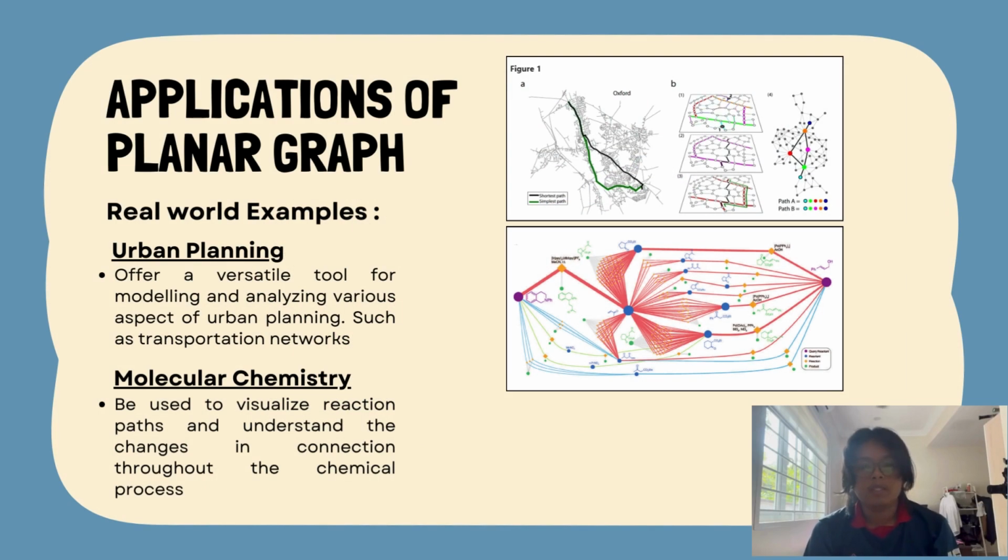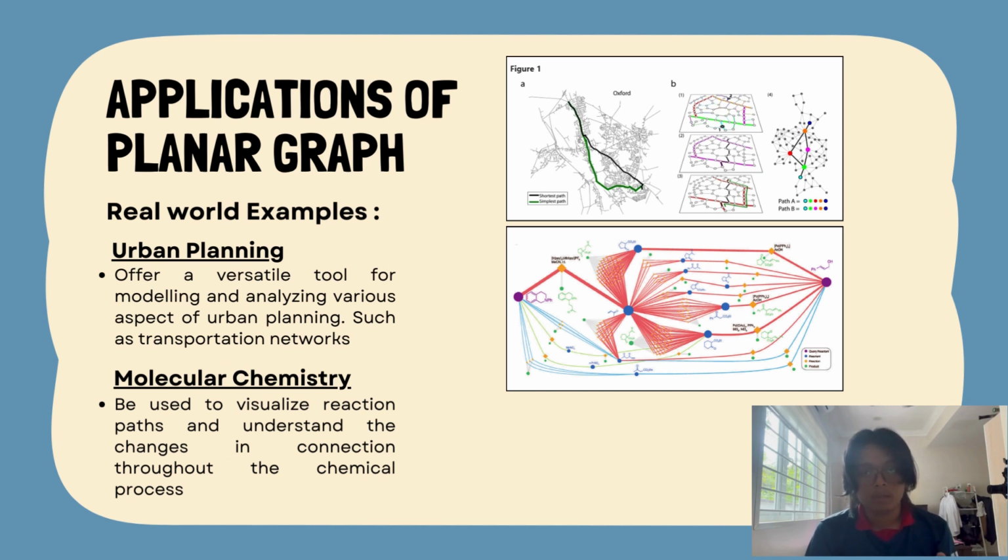As for the applications, planar graphs have a lot of usage in solving problems and understanding them, where it consists in optimizing certain solutions to make them more efficient. Here are presented some real-world examples: urban planning and molecular chemistry. For urban planning, planar graphs offer various tools for modeling and analyzing aspects of urban planning, such as transportation networks, thus allowing planners to analyze layouts, minimize congestion, and enhance the network system, making it more efficient in planning maps, circuits, and networks.